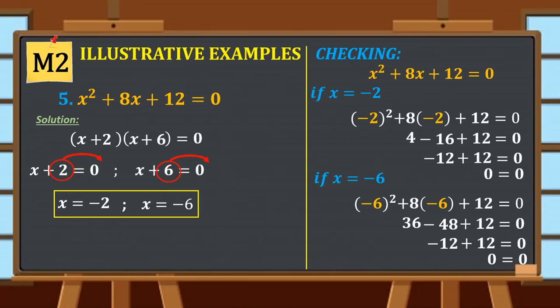And that is the last example for factoring. So I hope you understand all of the given examples for the first two methods, which are extracting the square roots and factoring. So if you have questions, you may still address your question to your respective mathematics teachers.